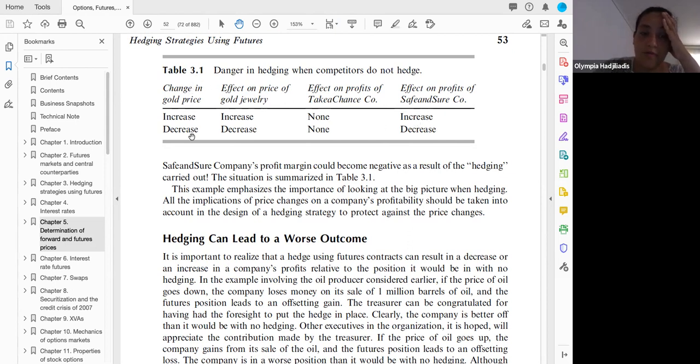In table 3.1, if you have a decrease in the price of gold, the effect on the price of the gold jewelry is to decrease. The effect on profits of the company that didn't hedge is known, whereas the effect on the profits of the safe and sure company is that it decreases. So that's basically the example from your chapter 3 of John Hull's book. Okay, so let's go back.